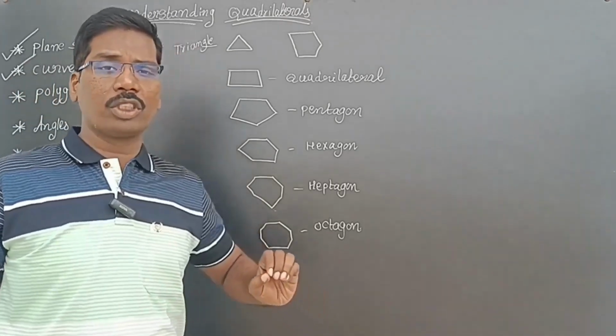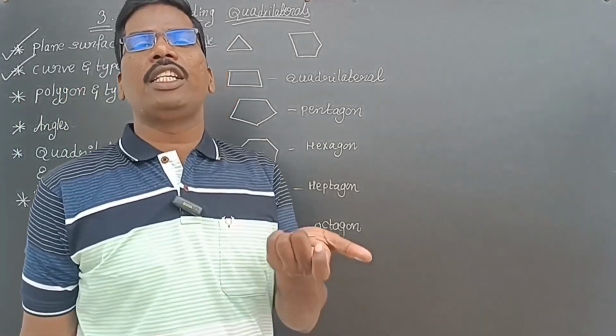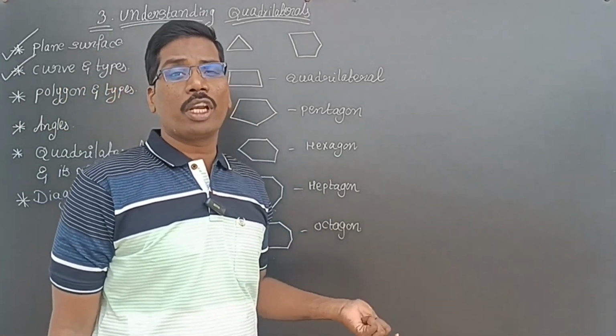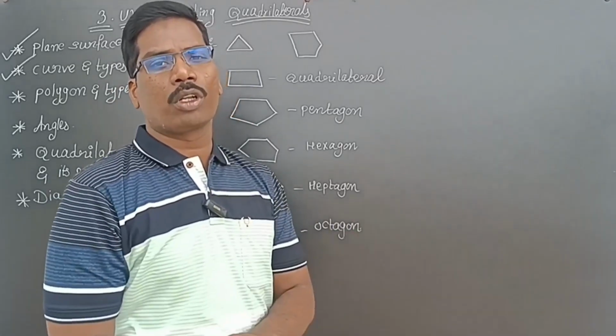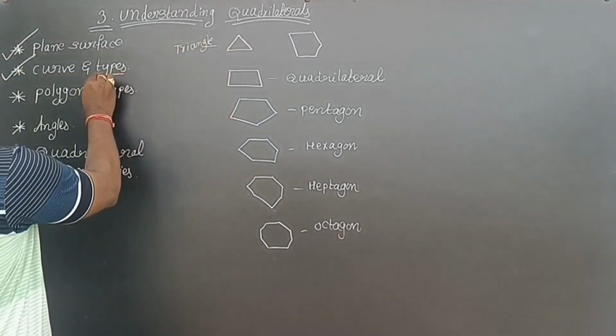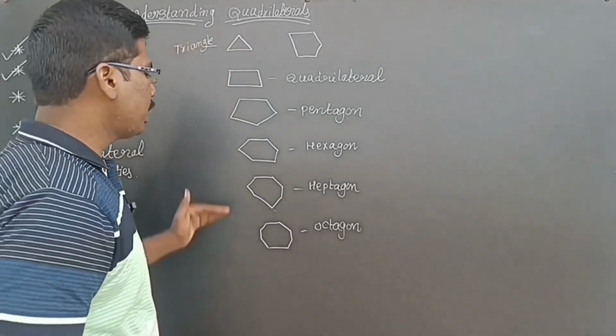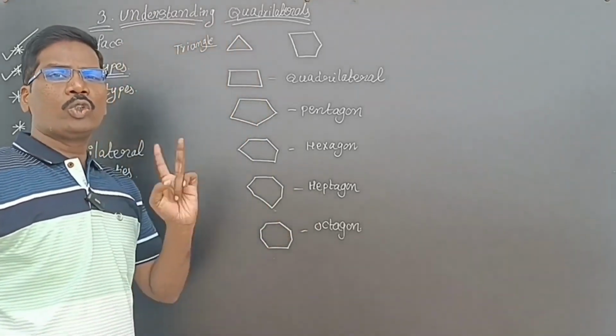In our exam they may ask anything. If they ask what a polygon with eight sides is called, you have to write octagon. If you don't know the name octagon, you will lose 1 mark. That's why you have to learn everything. Now, these are not types, these are classification. Now polygons are of two types.